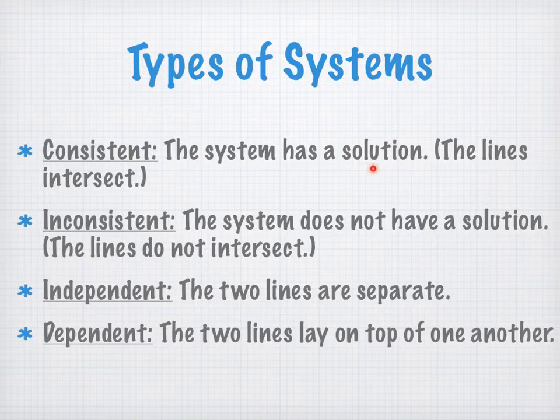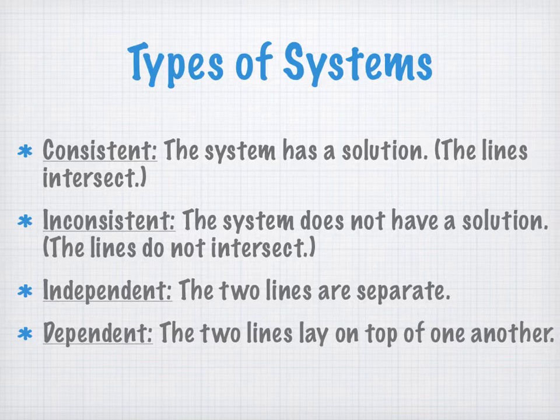Consistent means the system has a solution. And remember, the solution is the point where the two lines cross. So if when you graph your system, the lines intersect somewhere, that means that system has a solution, and therefore we would call it a consistent system.